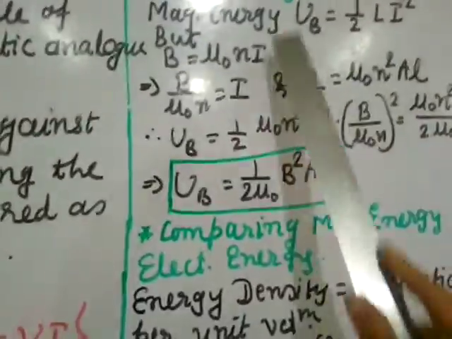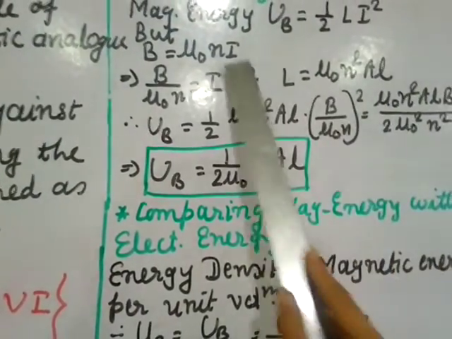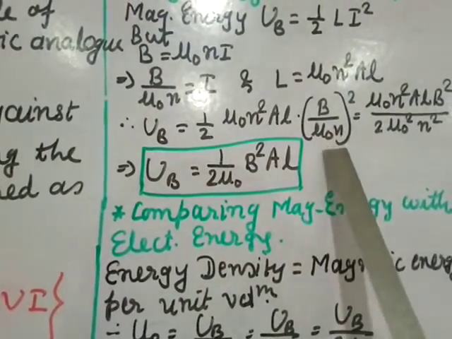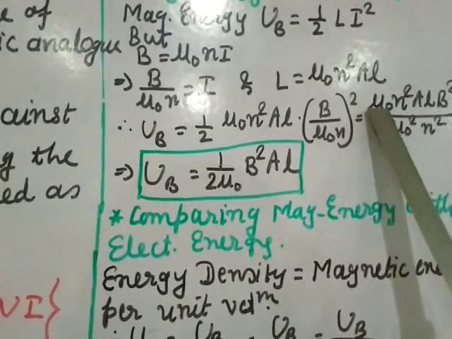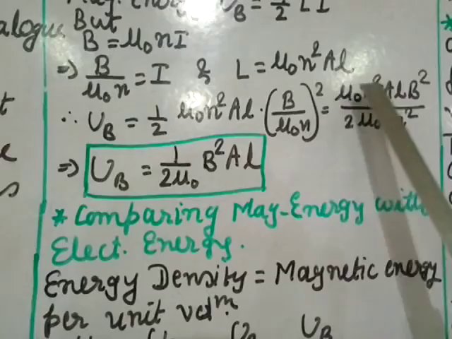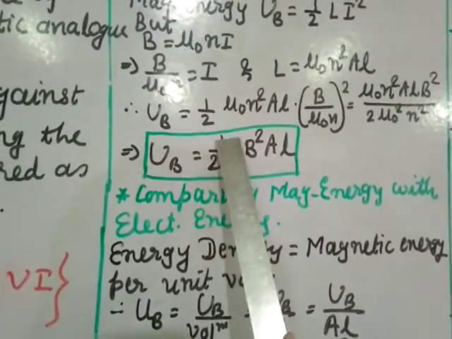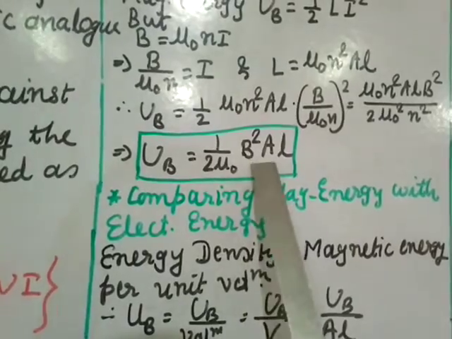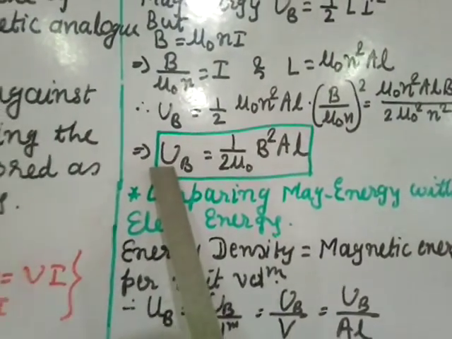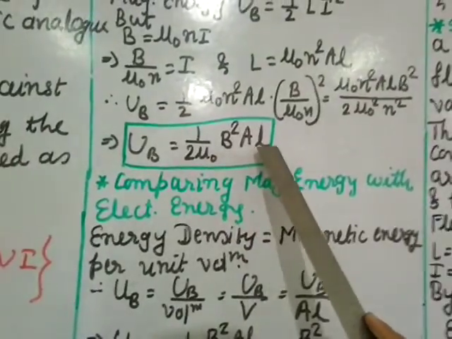So put both values here: mu naught N square A l, and instead of i, this value, B by mu naught N whole square. Then you write mu naught N square A l B square divided by 2 mu naught square N square. N square, N square cut, one mu naught cut. So what you get is UB is equal to 1 by 2 mu naught B square A l. So now this magnetic potential energy is in terms of B, A and l.